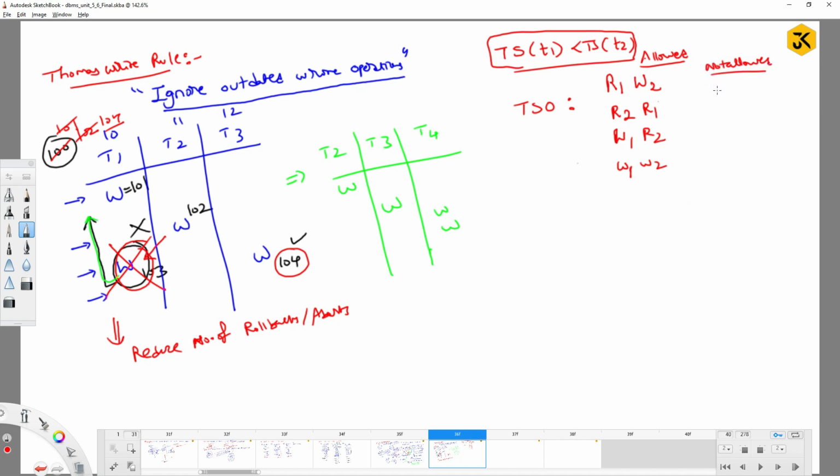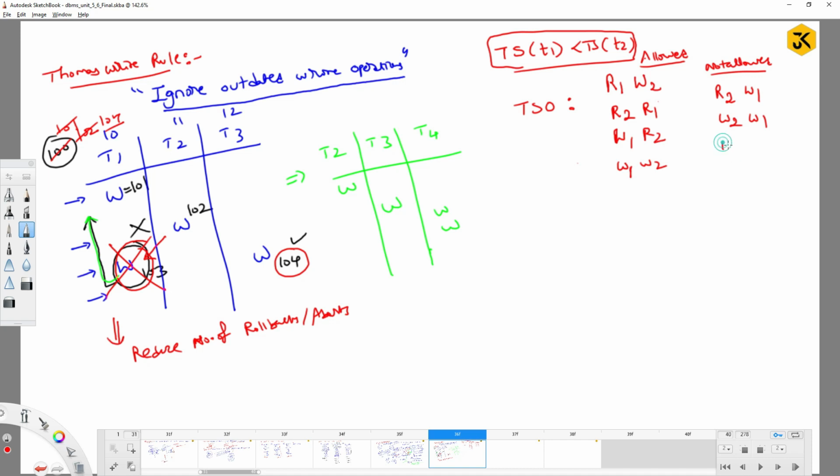Can I say read 2 followed by write 1? Is it allowed? Not allowed. There is a conflict. Read followed by write. Write is the older one actually. Write has to be done first, then read. But here it is not happening in this particular case. What about write 2 followed by write 1? Is it allowed? No, it is not going to be allowed.